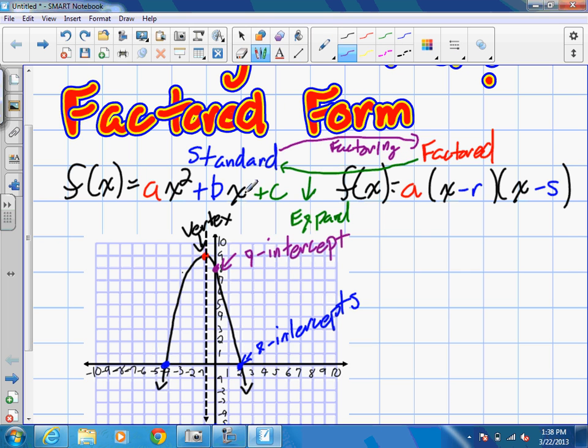So let's actually write down what these coordinates are. Our vertex here is at what point? What's the coordinate of that? -1, 9. Good. The x-intercepts, one of them is at negative, I don't think it's 5, it's 4. -4, 0. And this one is at 2, 0. Good. And our y-intercept is at what point? 0, 8. Good.